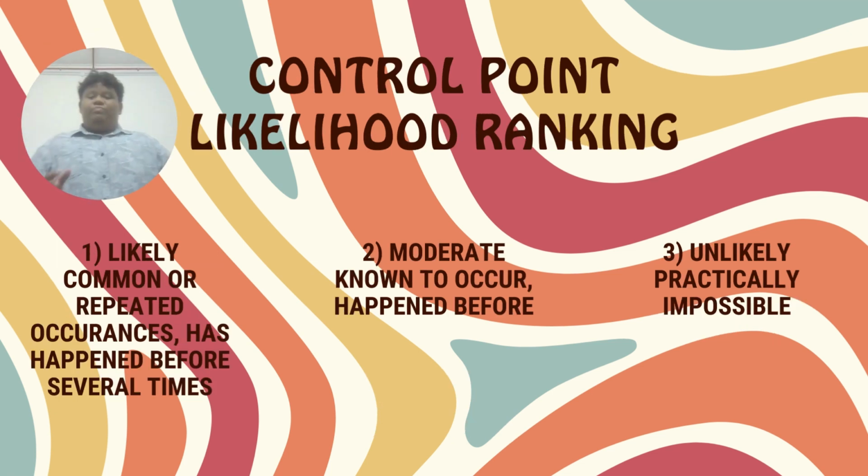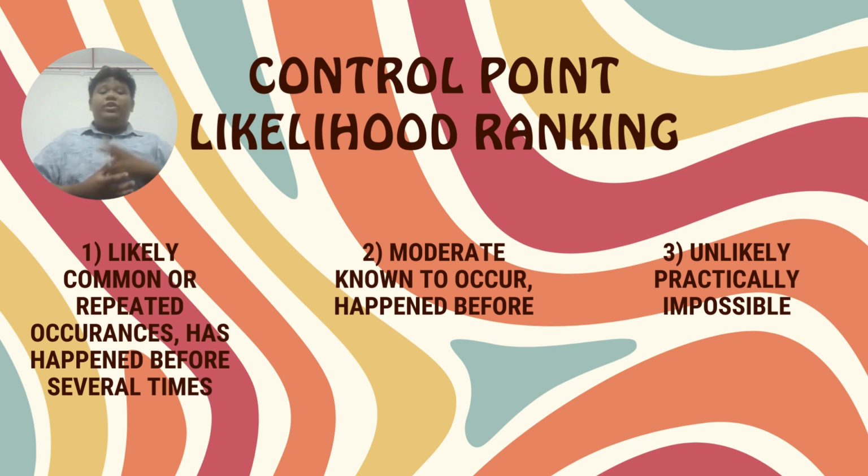Next is the control point likelihood ranking, which has three rankings. The first is likely. Likely is a common or repeated occurrence that has happened several times before. For example, contamination between halal and haram is always occurring. For example, the presence of najis mughalaza like pigs and dogs always coming to the factory. It always happens, maybe five times in one week they come to the factory.